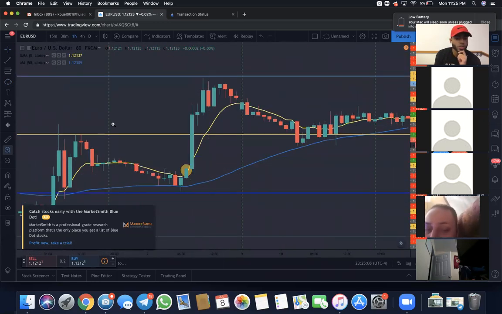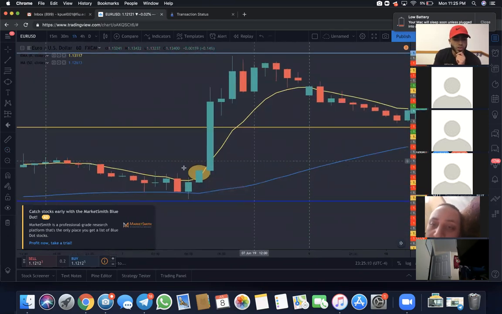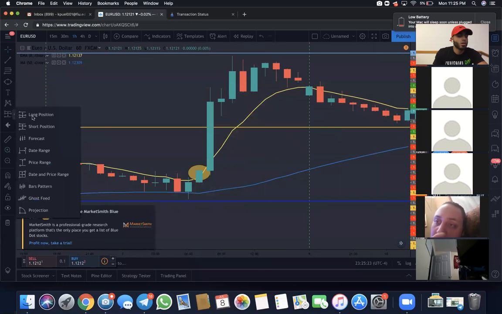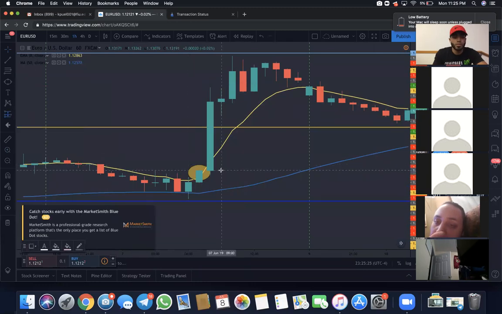Let me get a little bit closer to this so you guys can see some more detail. Once this occurs, I set up my entry and I'm looking for my 10 pips. Let me go ahead and put my 10 pips right here. I'm looking for that long position for my entry. Boom. All I need is my 10 pips.